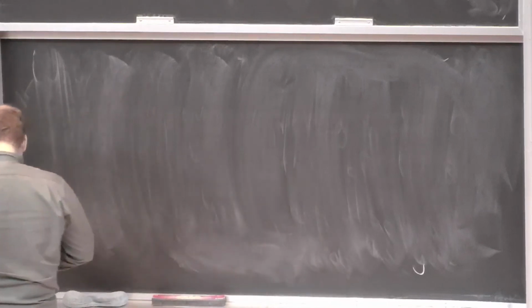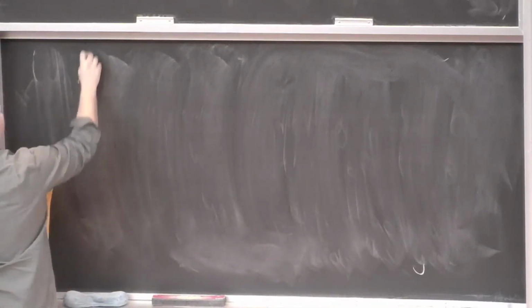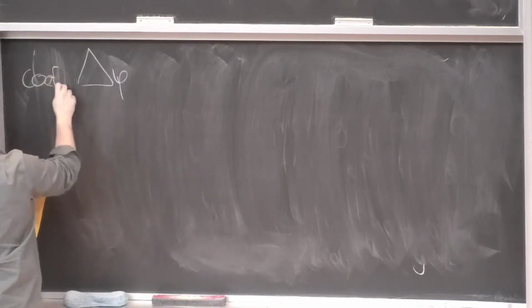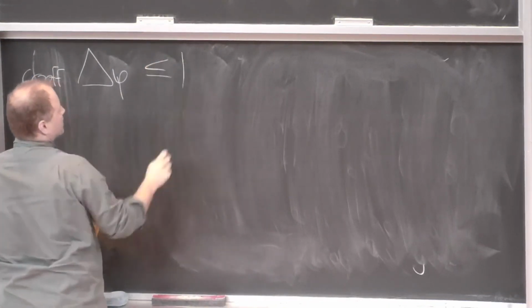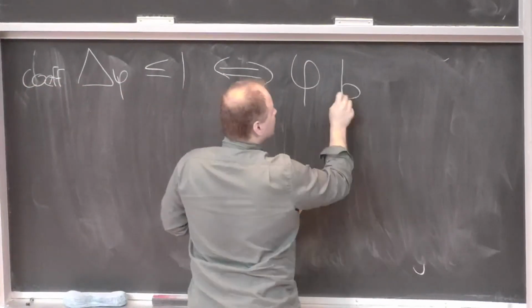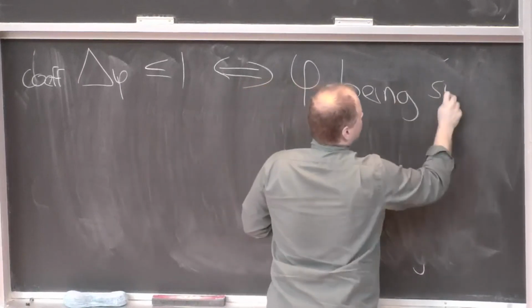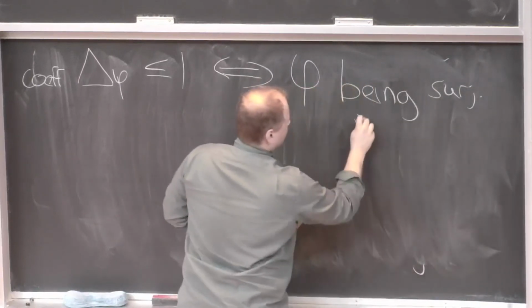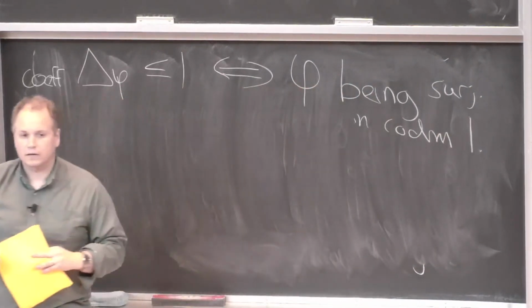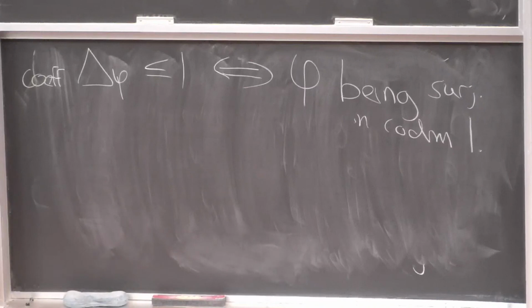So it turns out that the coefficients of delta phi being less than or equal to 1 is equivalent to phi being surjective in codimension 1. So remember, phi being surjective was like being Frobenius split. The very least you could have is surjectivity in codimension 1.